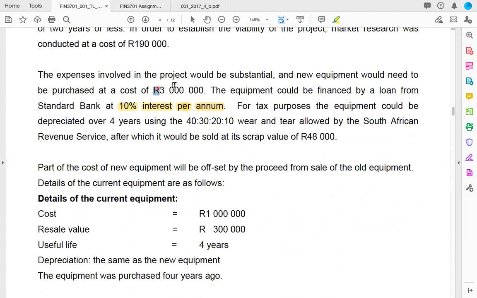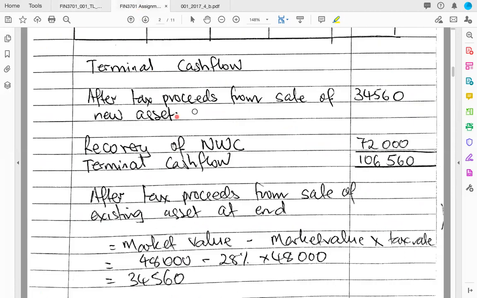So this machine that we purchased for 3 million, it's possible to sell it at the end of its life. So that's going to bring in money into the company. So that money that the sale of this machine brings in at the end of its life is known as a terminal cash flow. We are told that the new machine will be sold for 48,000 Rand. So we need to use this 48,000 Rand to help us to calculate the terminal cash flow. Remember, the terminal cash flow is simply the cash inflow usually that is associated with the sale of the new machine at the end of its life when you are terminating the project.